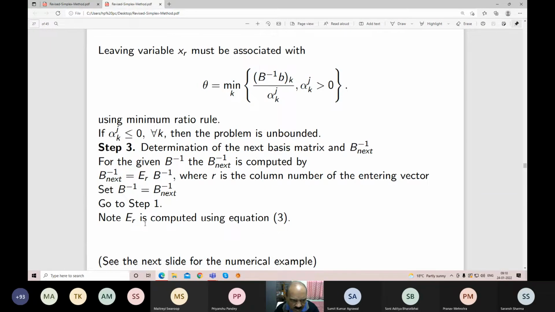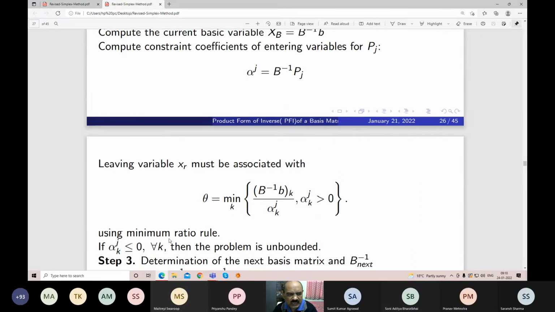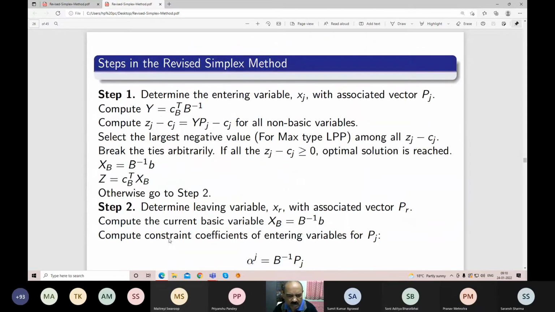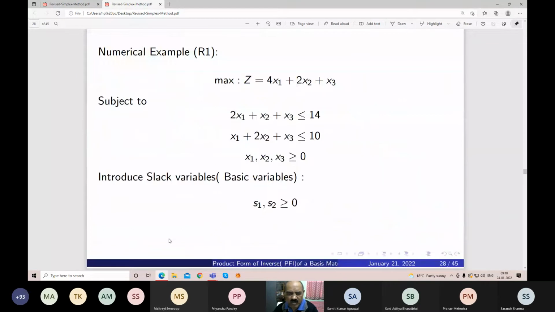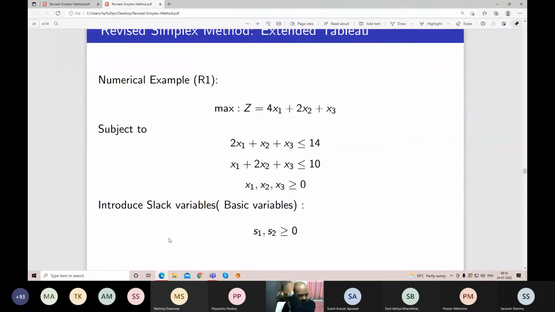This ER, what is ER? This is nothing but an identity matrix of size m by m, and only the rth column is different. We are replacing it with the eta vector. What you have learned. Okay. So when we solve a problem, all the steps will be clear. So now I'm discussing a small numerical example. Okay.